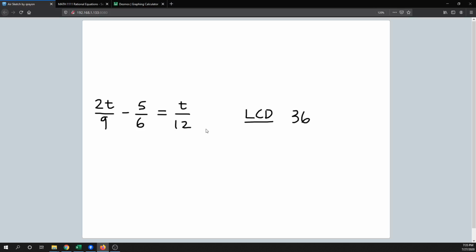Okay, so once you identify the LCD, then what you want to do is multiply the entire equation by that number. So take the entire left side, multiply it by 36, and take the entire right side and multiply it by 36.